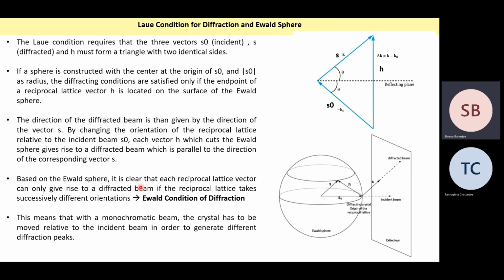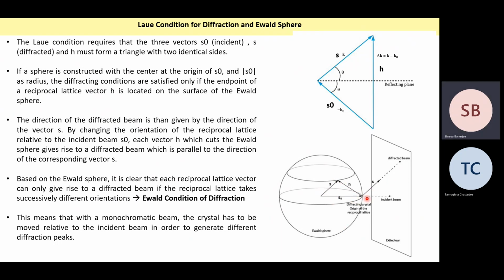So based on the Ewald sphere, it is clear that each reciprocal lattice vector H can give rise to a diffracted beam if the reciprocal lattice takes different orientations. So H can have, over here, H is oriented in this way, and that is why the output diffracted beam must connect S0 and H, and it is in this direction.